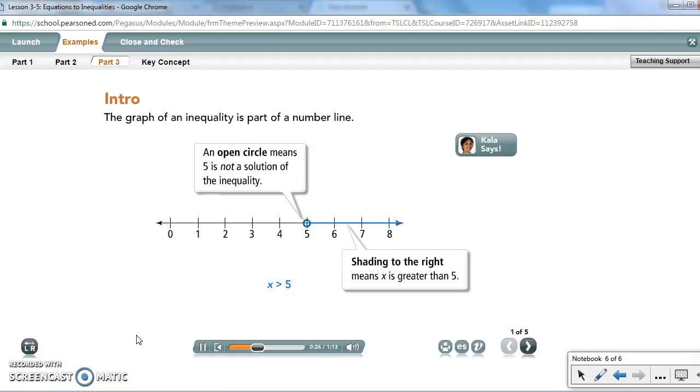Shading to the right means x is greater than 5. So the values of x that lie in the shaded area are the solutions of the inequality. X is greater than 5.